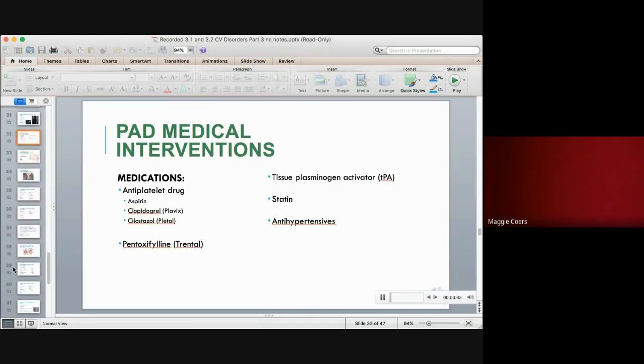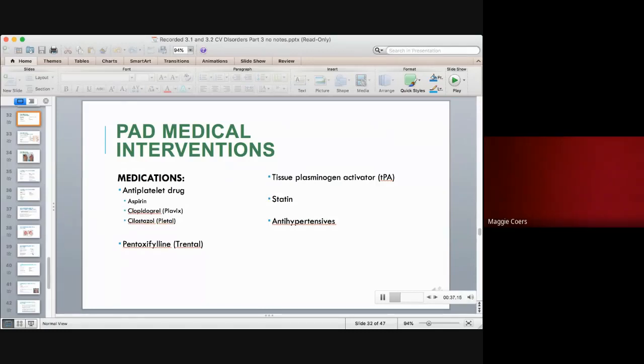As for medical interventions, treatment is really similar to coronary artery disease as well. We can use aspirin and Plavix. Pletal also does a really good job at vasodilating, and it's also an antiplatelet, so it is very helpful in peripheral artery disease. So we want to go ahead and put the patient on some type of antiplatelet. Pletal is usually one that we'll see for peripheral artery disease.